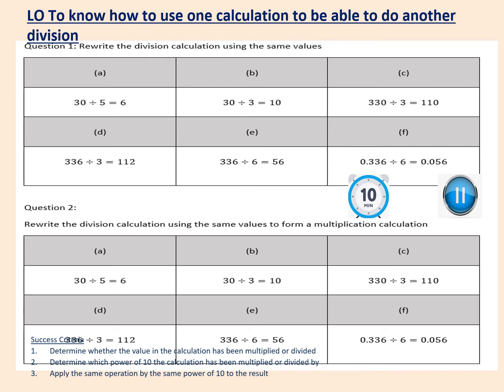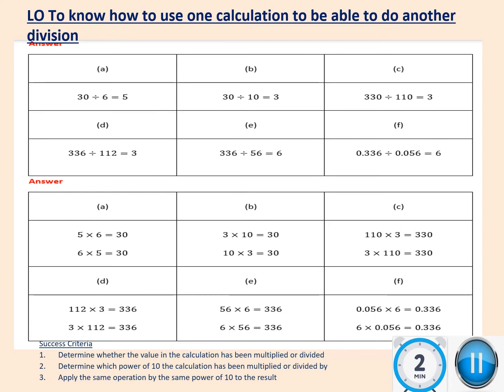So can you rewrite question 1, rewrite 30 divided by 5 equals 6. So you'd rewrite that as 30 divided by 6 equals 5. Okay, so that was doing a division, and now question 2 wants you to do it as a multiplication. So 5 times 6 equals 30. 6 times 5 equals 30. You have 10 minutes to have a go at those questions. Pause the video while you do that.